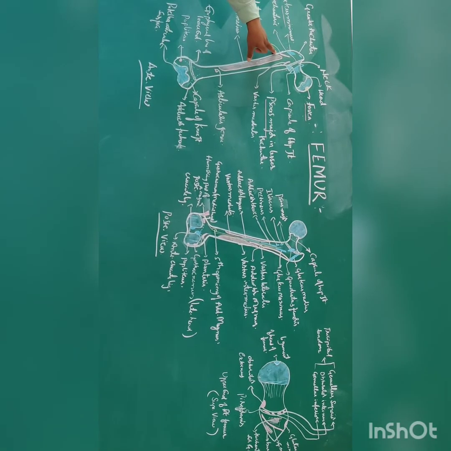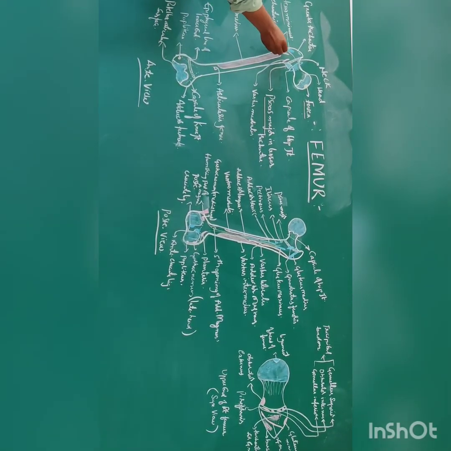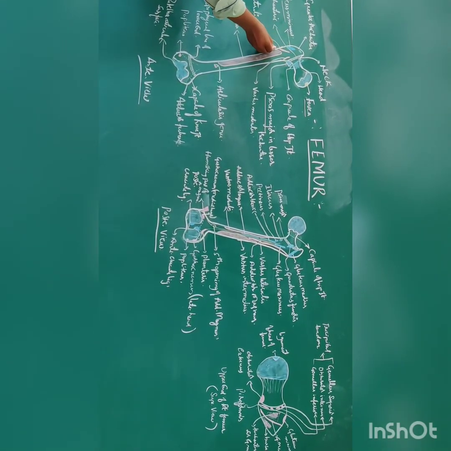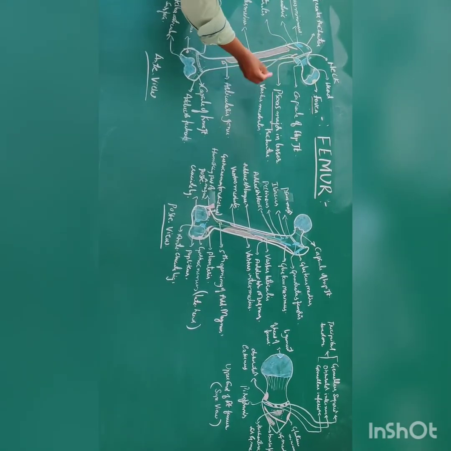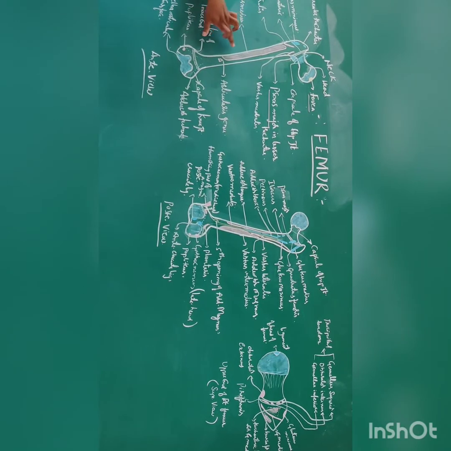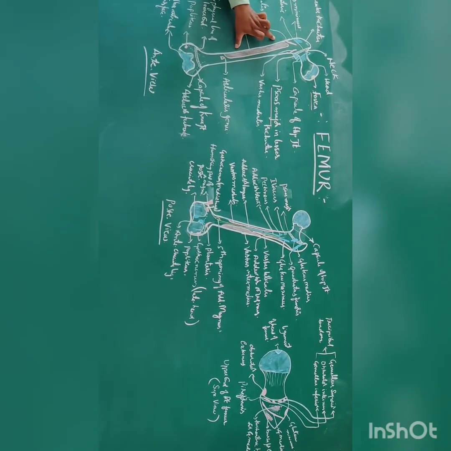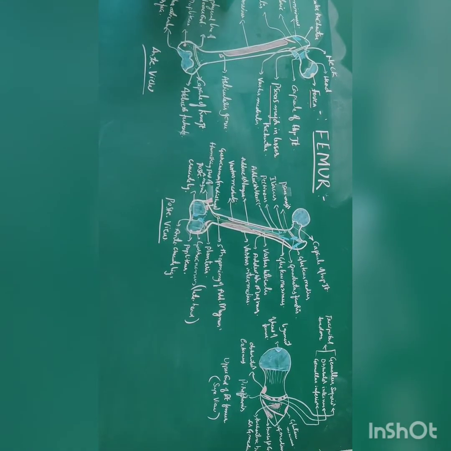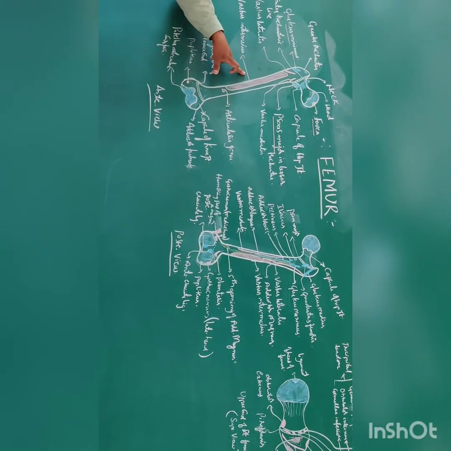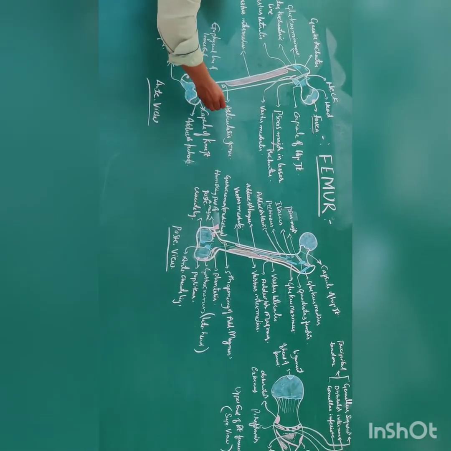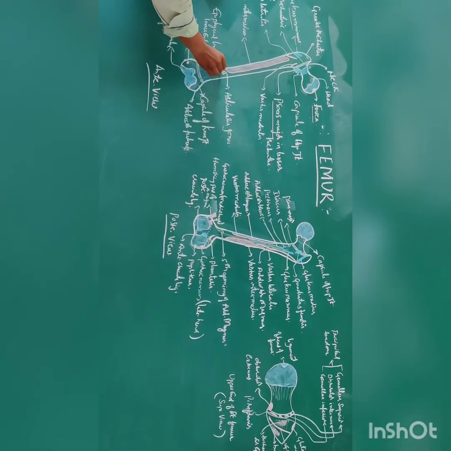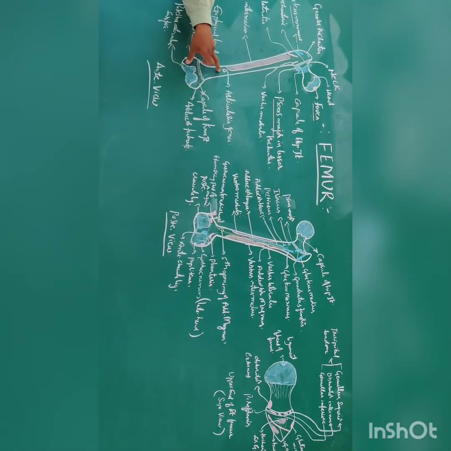We have attachments on the anterior aspect at the upper end, the vastus lateralis and vastus medialis. The anterior surface of the shaft in the middle third gives attachment to the vastus intermedius muscle. This is the anterior aspect. And articularis genu is also attached to the anterior surface of the shaft of the femur.